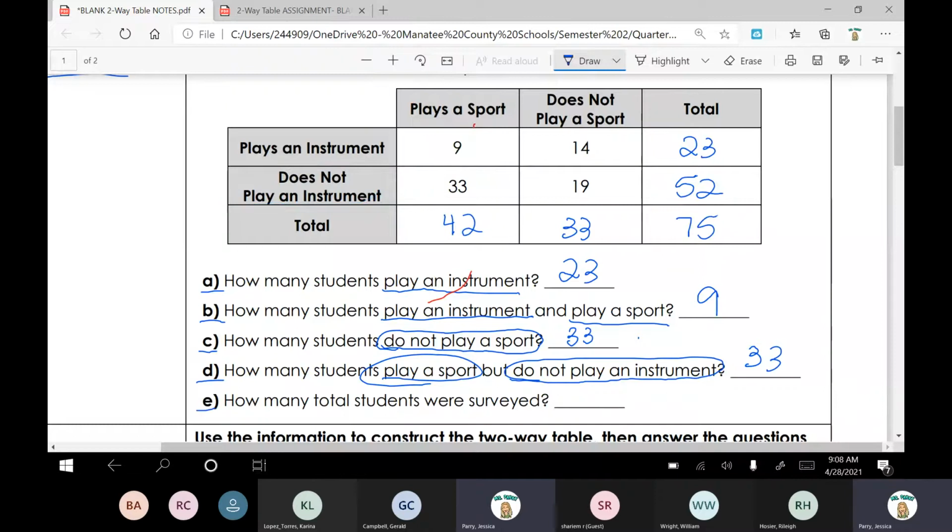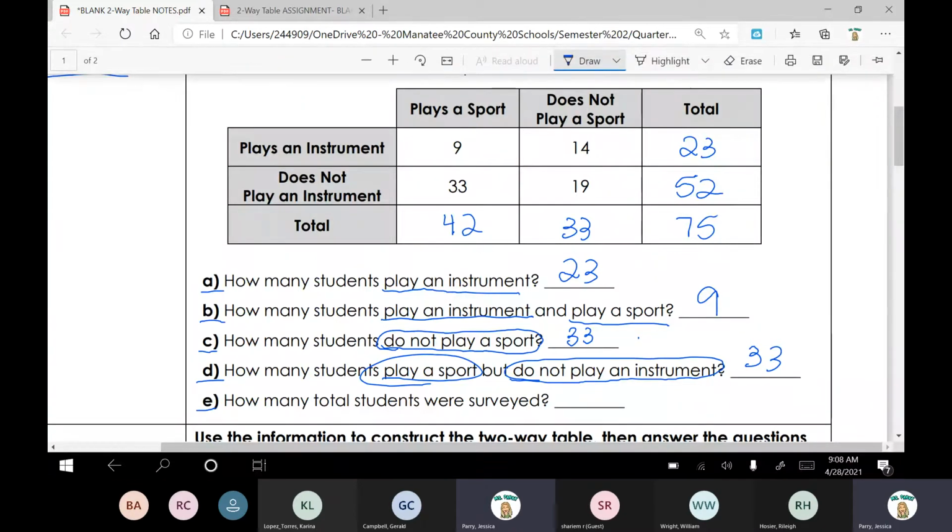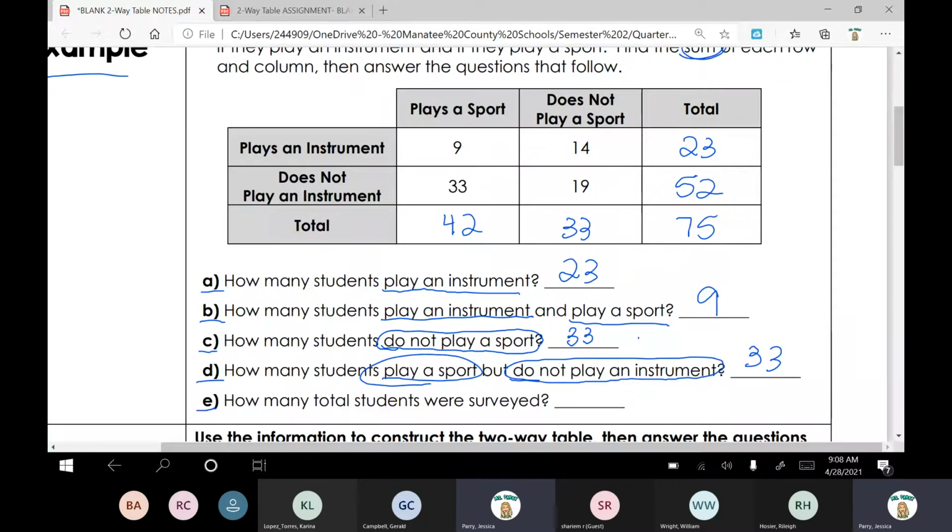And last question, E, how many total students were surveyed? I kind of mentioned this at the very, very beginning. How many students total? Let's see if you remember what I said at the beginning. Where do we find that number? Well, we can see we've got two different sections for total and total. It's either going to be 42, 33, 23, 52, 75. So I see you guys said 75, and that is correct. Our grand total is 75 students were surveyed.